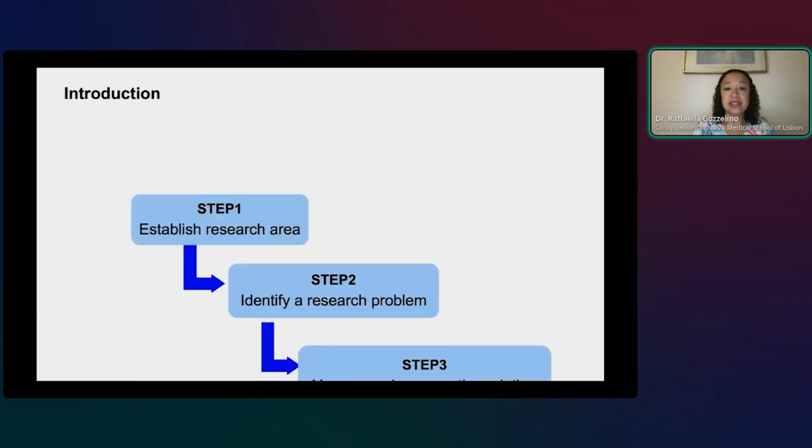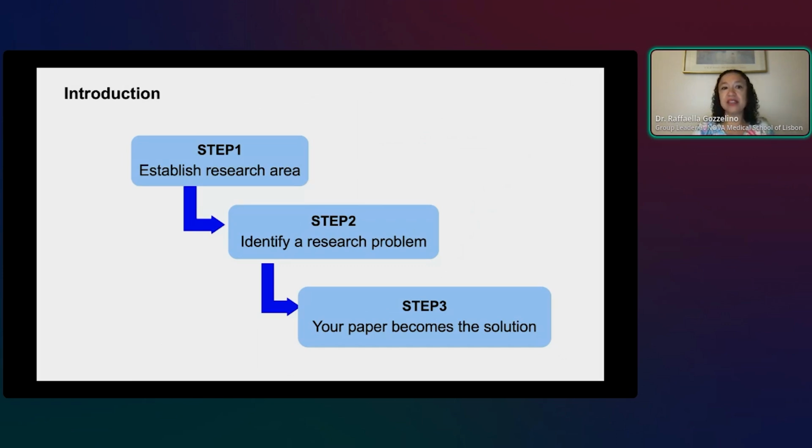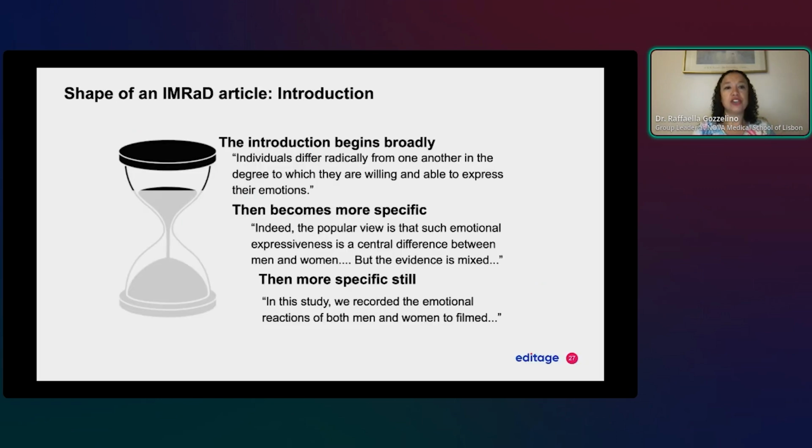In these terms, we have some steps to follow. You establish the research area, you identify the research problem, and then you mention why your article and your investigation is a solution to that problem. Those are the three steps that you might want to follow to set the reader and to draw the reader into the core of your research. And this is why the introduction has this shape, because it begins broadly, and we make an example over here.